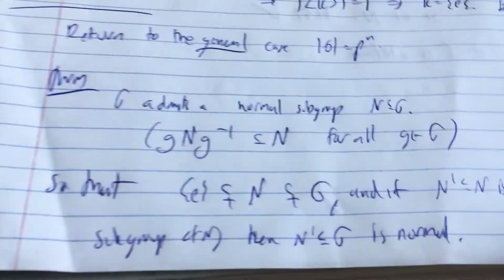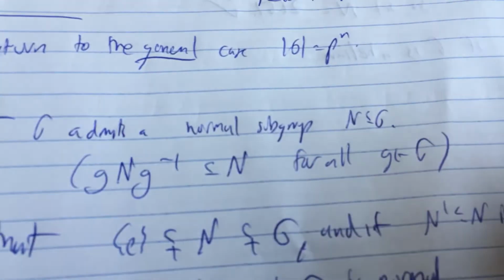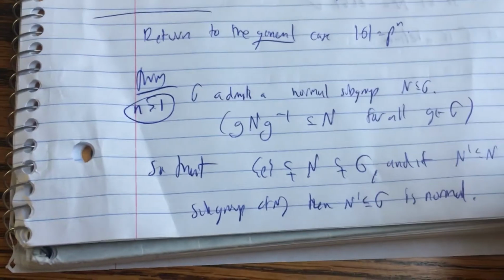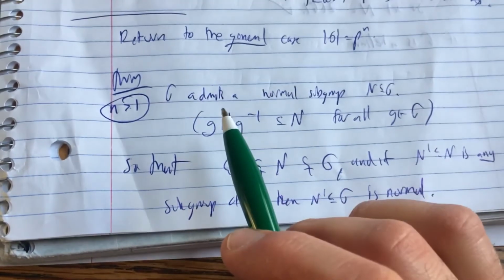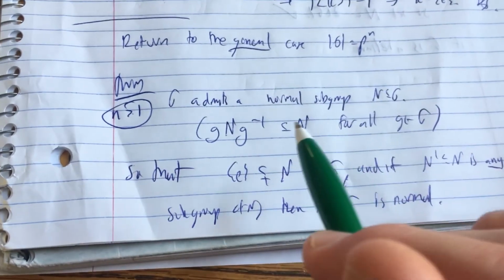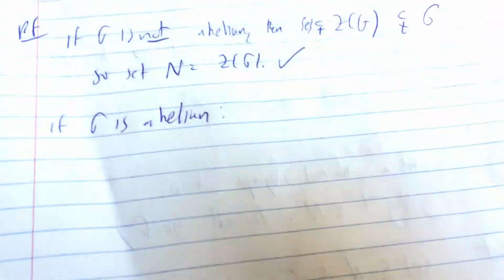Oh, by the way, now that I'm proving the theorem, I'm realizing the statement of the theorem is not quite correct. I just said G admits it. So I have to put in that n is bigger than 1 in the statement of the theorem. If I hadn't included that, then G would be a cyclic group of order P, and then it doesn't admit any non-trivial subgroups.